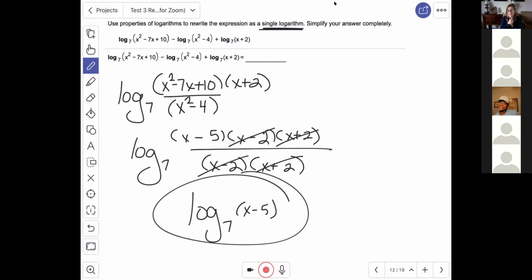Please don't forget to put the log. In the past, I've seen people that did everything right, and when they wrote the answer, they only put x minus 5. And if you don't have the log base 7, because that's what they're asking, write it as a single log. If you leave that off, you get the whole thing wrong. Okay? Very important. It's a log.